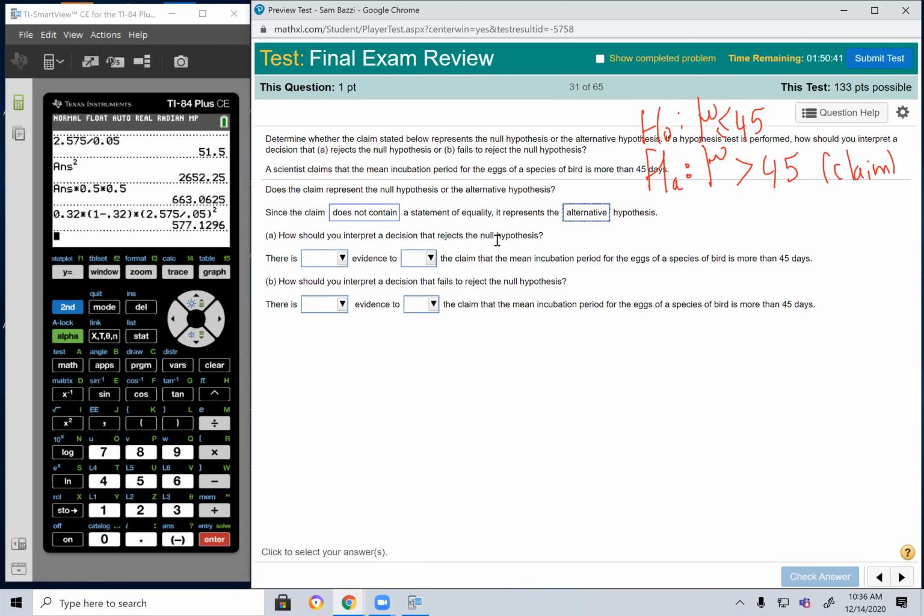How should you interpret the decision if you reject the null hypothesis? If you guys reject the null hypothesis, what do you say about the claim? Can someone tell me?